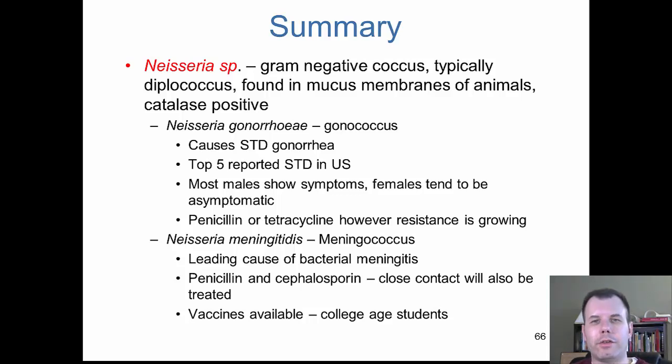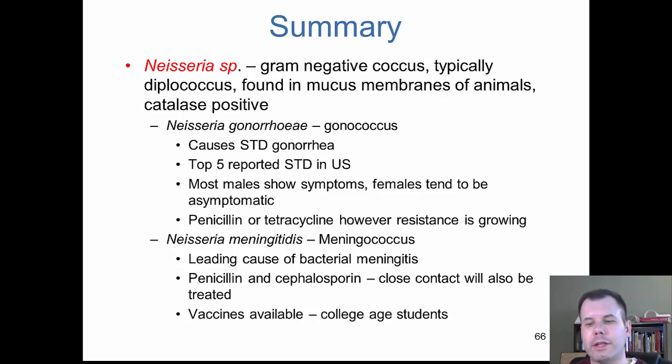Neisseria gonorrhoeae causes gonorrhea, which is a top 5 STD. Again, most males show symptoms, about half the females show symptoms. So again, that's the discouraging factor of this. A lot of women have this disease and don't know they do because they don't show any symptoms. Again, it is treatable, but we are seeing more resistance in some of these strains. And this tends to be a recurring infection where we see the same people get it over and over and over again.